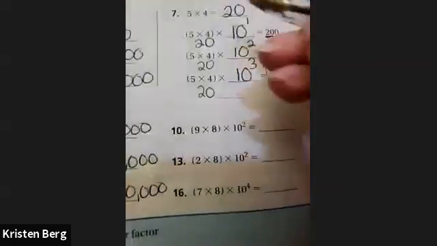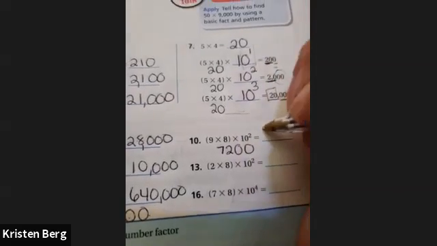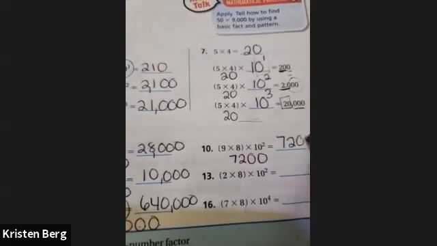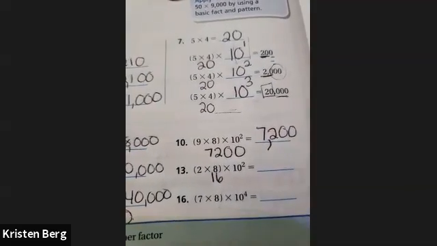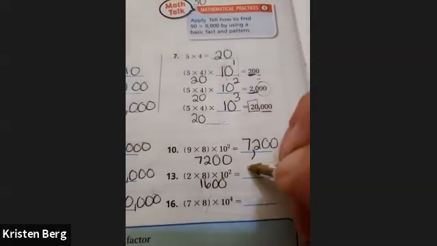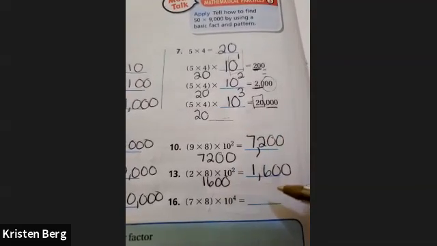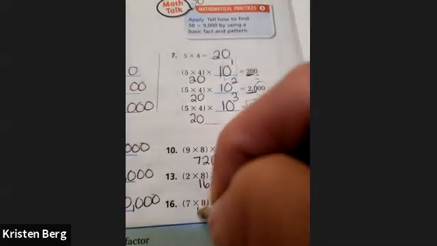Next, 9 times 8 is 72. And then how many zeros do we need to add on? That is 2. So your answer would be 7,200. This one, 8 times 2 is 16. So 16 times 2 times 10 to the second power means add 2 zeros. So that would be 1,600.